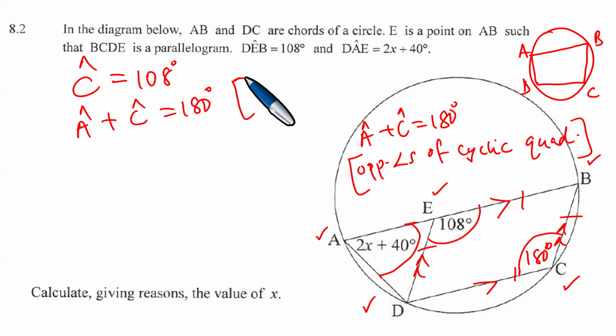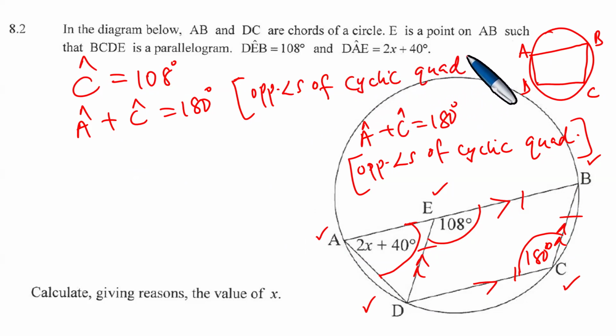These are opposite angles of a cyclic quad. So right now, the angle A is what? The angle A is 2x plus 40 degrees plus the angle C.